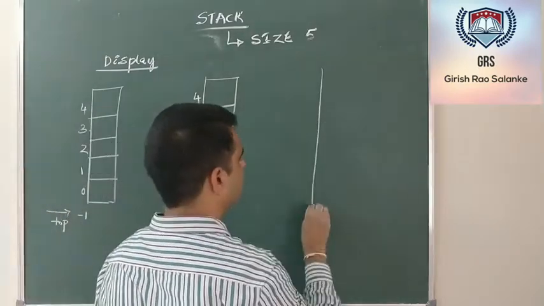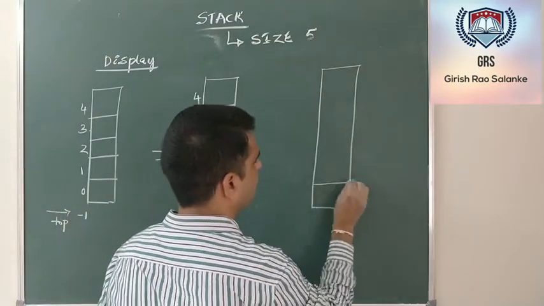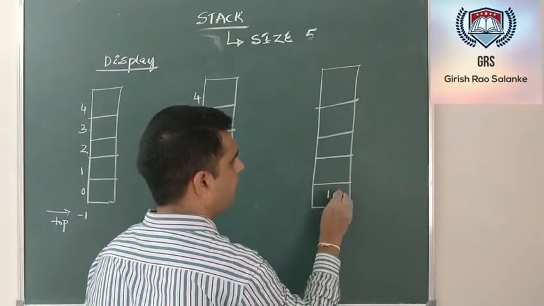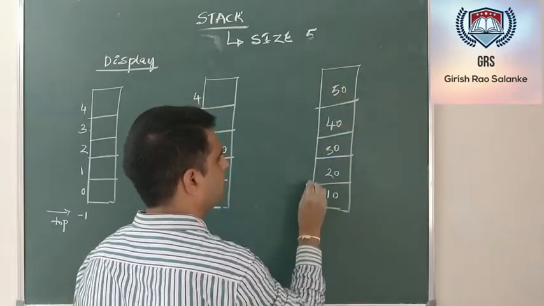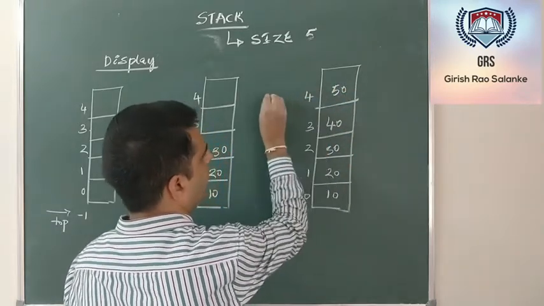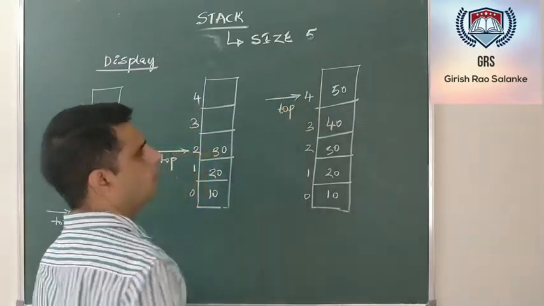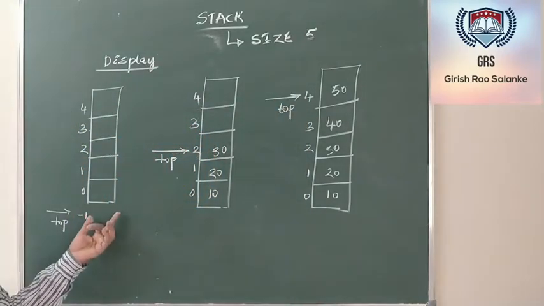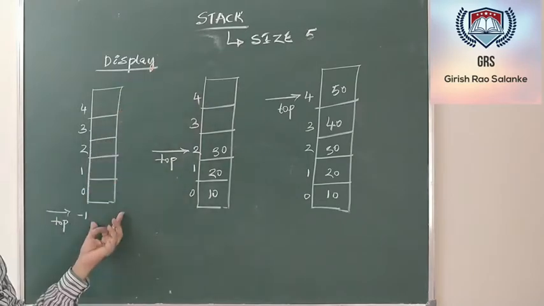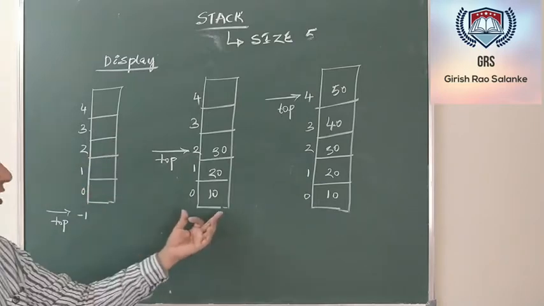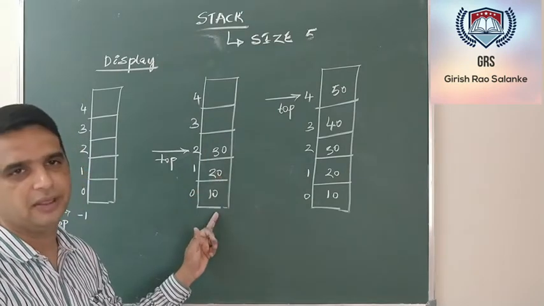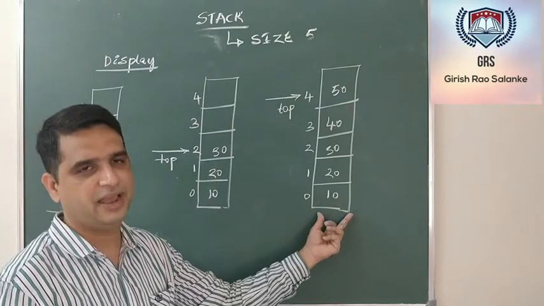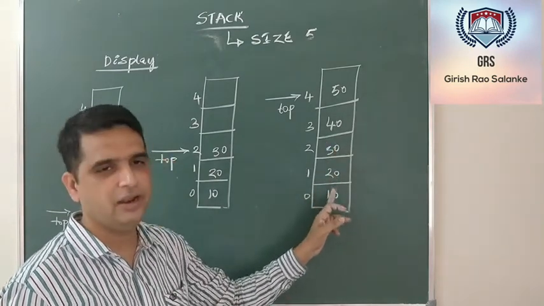One more instance, if I assume that I have performed 5 push operations on my stack, I will have 10, 20, 30, 40 and 50, and my top will be pointing here. Now on the first instance, if I perform a display operation, it will not display anything because stack is empty. On the second instance, if I perform a display operation, it will display the stack content as 30, 20, 10. Now in this case, it should display the stack content as 50, 40, 30, 20 and 10.